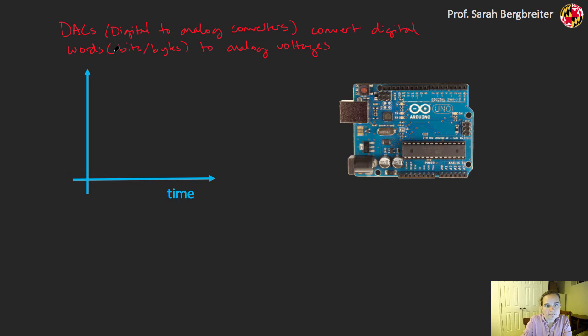DACs convert digital words, which are made of bits and bytes, to analog voltages, which are of course continuous in voltage and time. I should be careful to point out that this is not something else that's often called a DAQ. That instead stands for a digital acquisition system, which confusingly is effectively often an ADC.